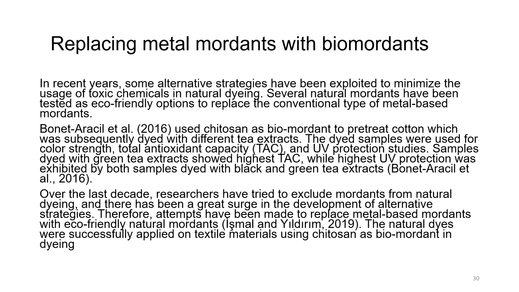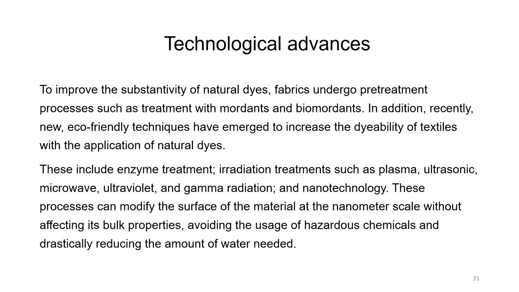The natural dyes were successfully applied on the textile material using chitosan as biomordants in dyeing. We ourselves have also used chitosan. We have used beta-cyclodextrin. We have used enzymes, and we have used many other biomordants, which are actually metal accumulator plants, which can give the metal in just the desired quantity. And we will see that in the forthcoming lectures, when we will be doing more natural dyeing research based lectures. So, there are technological advances to improve the sustainability of natural dyes.